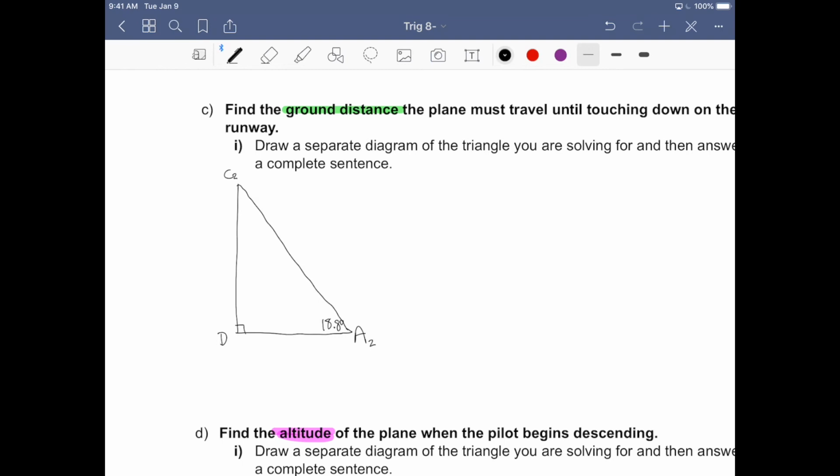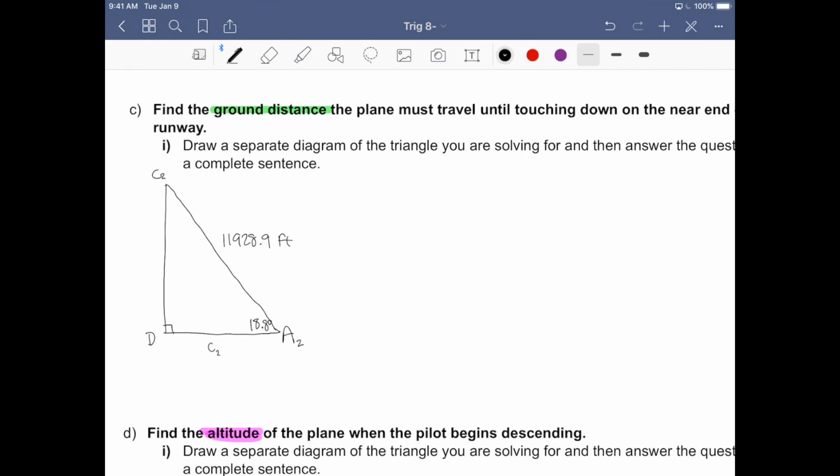I know this distance now, 11,928.9. Let me just double check. Yeah, I know this distance from part B, and I'm trying to find this side, little c2. I don't really have to find big C2. I can just use right triangle trig here. C2, relative to the hypotenuse and the angle, is the adjacent side, so I'm going to use cosine. Cosine of A2 equals little c2, which I'm trying to find, over the hypotenuse, which is this big number right here.